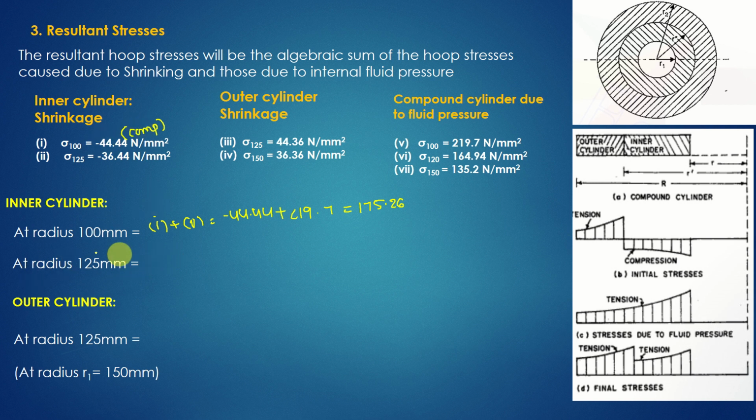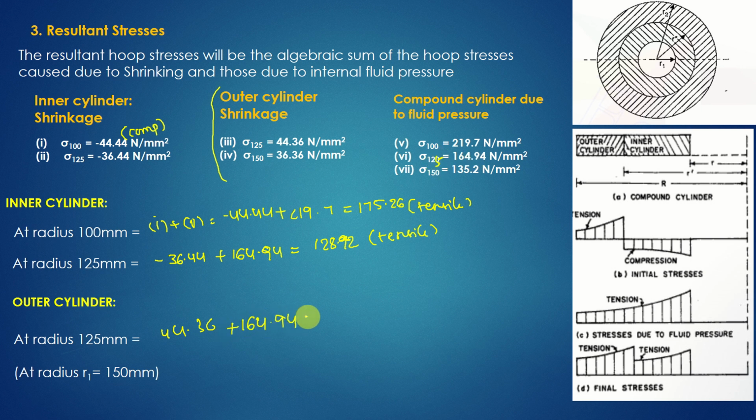At radius 125 mm. So where is 125? Here, 125 is there, due to shrinkage minus 36.44, and we are talking about the inner cylinder, right? So we don't consider the outer cylinder here. So for the inner cylinder, due to shrinkage at 125, and due to fluid pressure, this is plus 164.94. That is how much? 128.72. This is also positive, this is tensile. Now at the outer cylinder radius 125 mm, we have to take this. So at 125 mm due to shrinkage and due to fluid pressure, let us add them. This is 44.36, and this at 125 is 164.94. So you'll get 209.3 Newton per mm square.